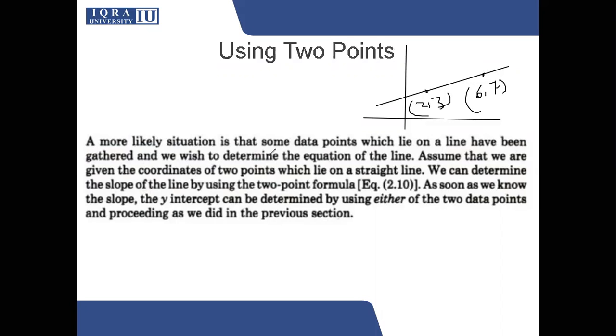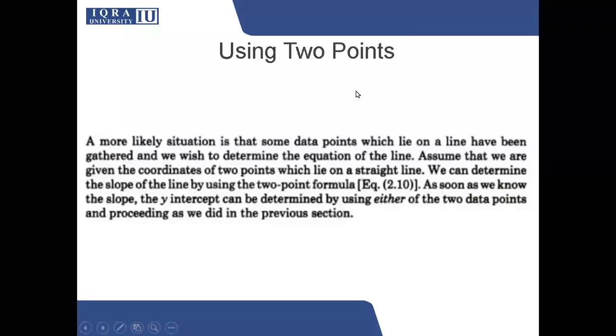A more likely situation is that some data points which lie on a line have been gathered and we wish to determine the equation of the line. Assume that we are given the coordinates of 2 points which lie on a straight line. So what do you do now? Using these 2 points, we can determine the slope of the line by using the 2-point formula. And as we know the slope, the y-intercept can be determined by using either of the 2 data points. Let me explain this better with the help of an example.